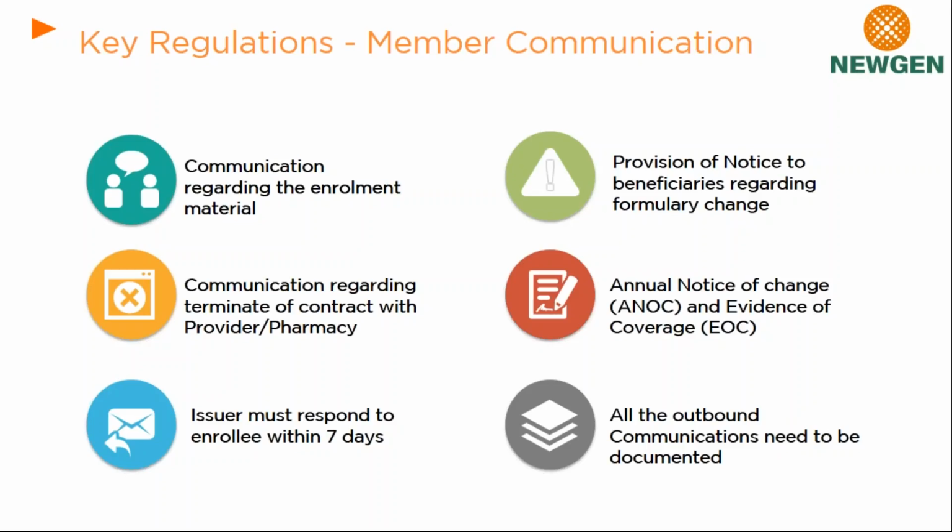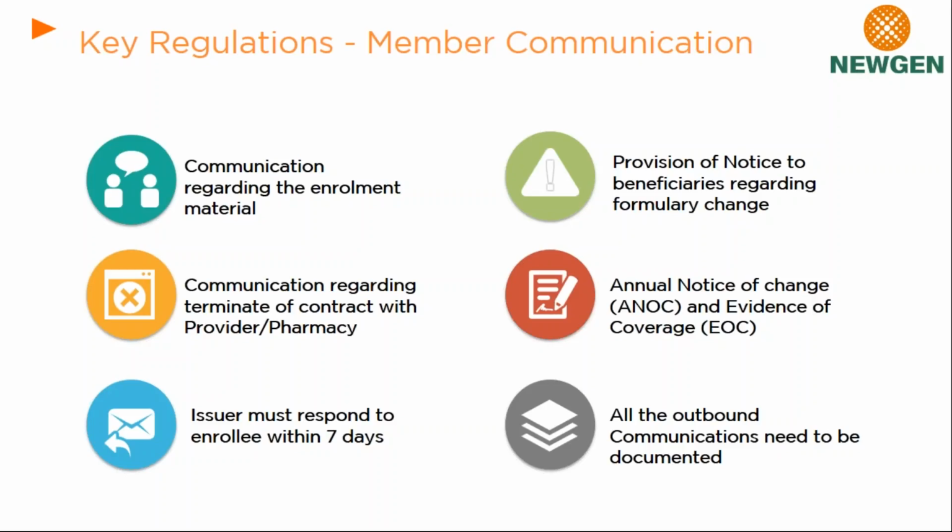Communication regarding termination of contract with provider and pharmacy. Plan sponsors must communicate a notice of termination to a contracted provider at least 30 days before the termination effective date to all members who regularly use these provider and pharmacy services. All outbound communication needs to be documented. The mailing of the enrollment verification letter is expected to be completed no later than 15 calendar days of the plan sponsor's receipt of the enrollment request. Also, plan sponsors must document outbound enrollment verification activities.